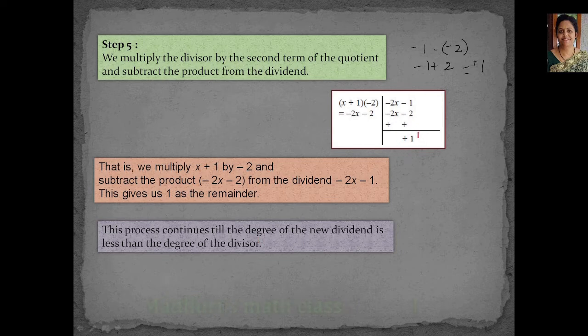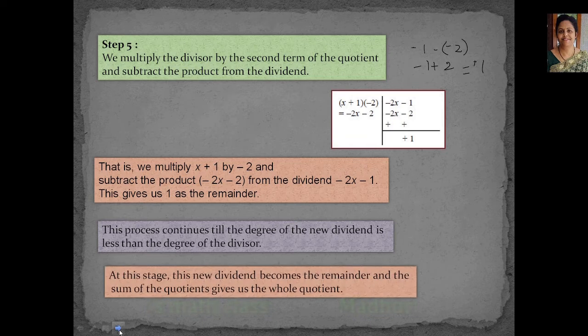So here the new dividend is 1, so its degree is 0. The degree of the divisor x plus 1 is 1. So here the degree of the new dividend is smaller than the degree of the divisor, so we can stop here. At this stage, the new dividend becomes the remainder and the sum of the quotient terms gives the whole quotient.